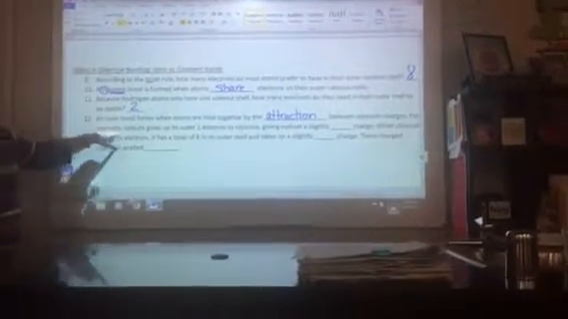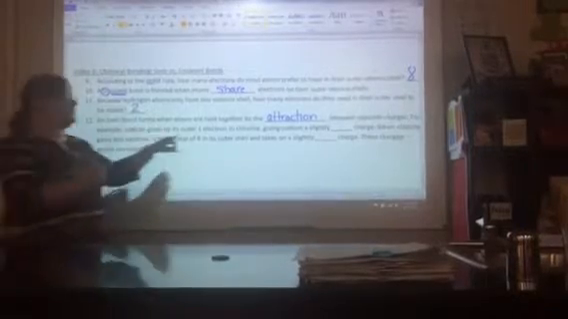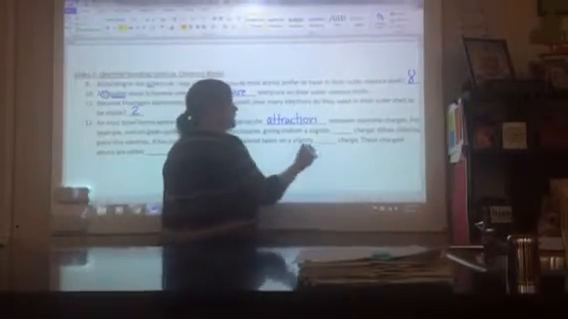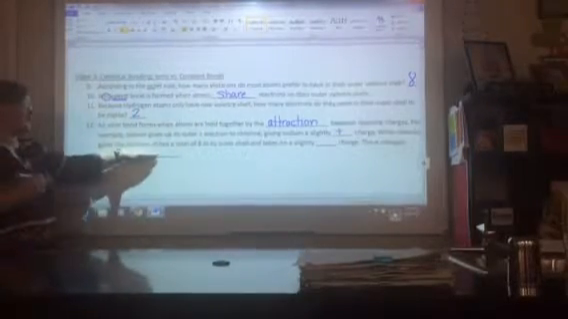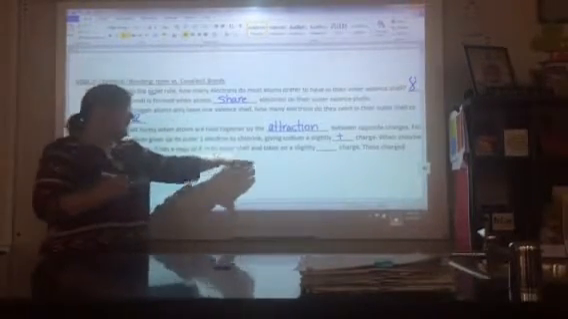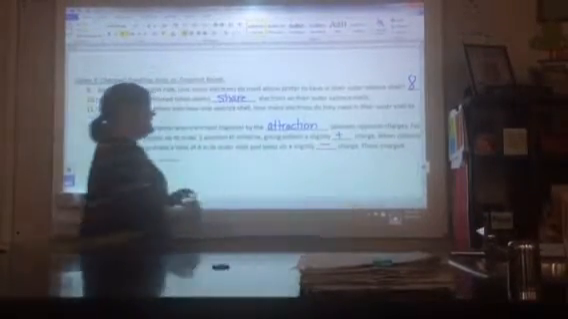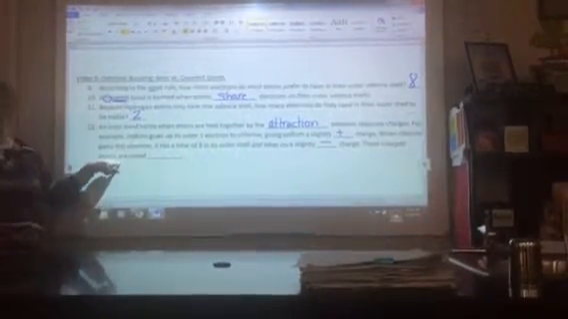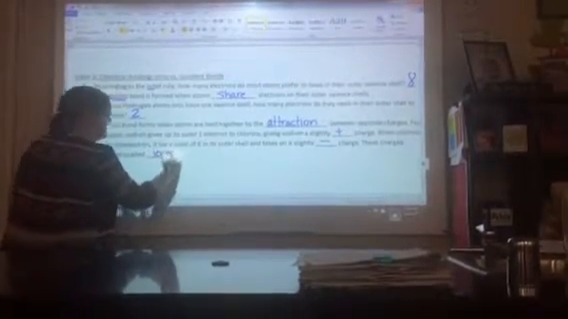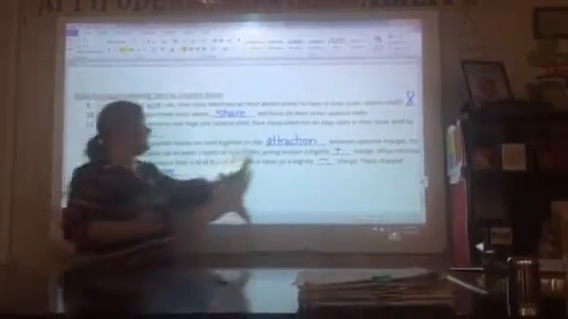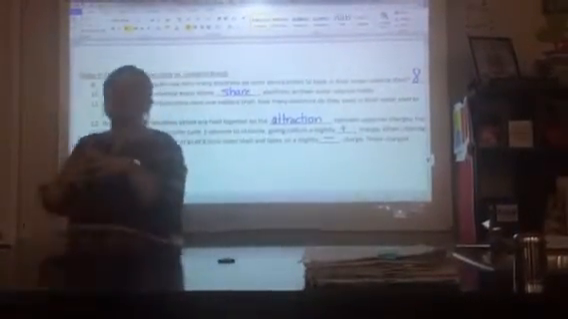Okay, for example, sodium gives up its outer electron to chlorine, giving sodium a slightly what? Positive charge. All right, and when chlorine gains this electron, it has a total of 8 in its outer shell, so it takes on a slightly negative charge. And these charged atoms are called what? Ions.